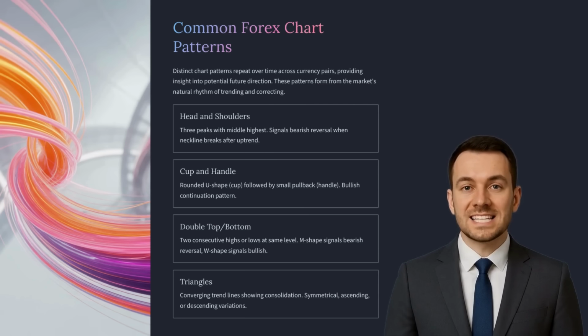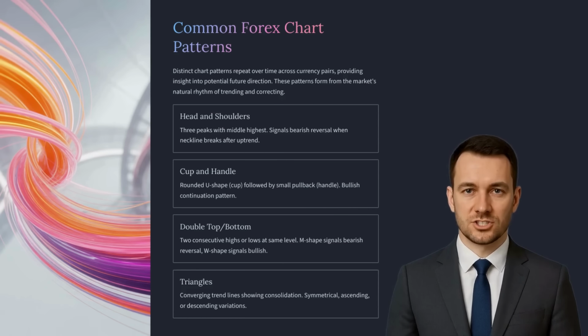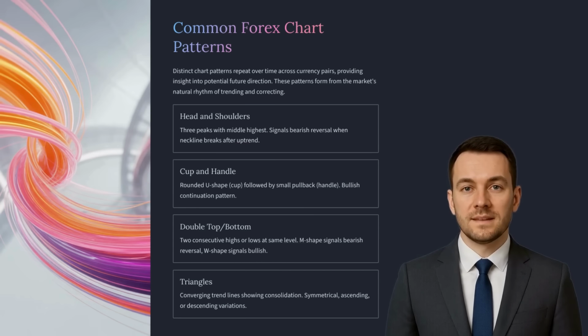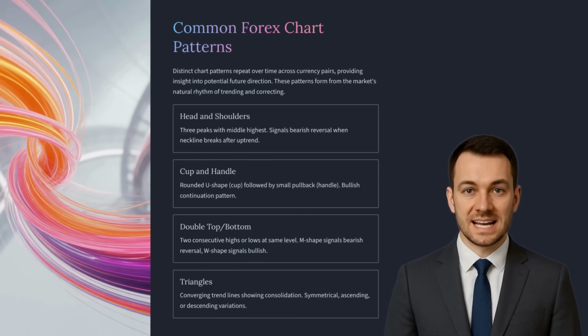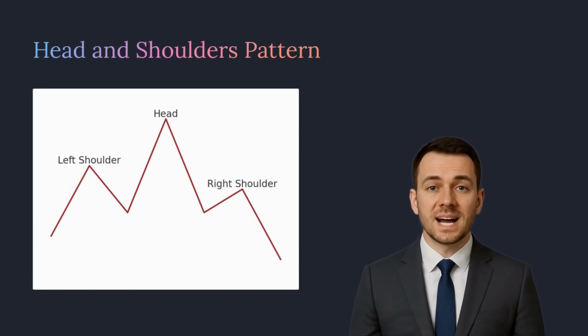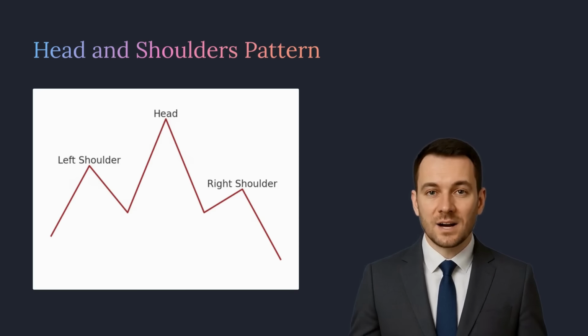Patterns are typically identified on bar or candlestick charts since you need the detail of swing highs and lows. Here are some well-known chart patterns and their typical interpretations. Head and shoulders. This pattern looks, as the name suggests, like a head with two shoulders on either side. It occurs after an uptrend. The left shoulder is a peak, the head is a higher peak, and the right shoulder is a lower peak, roughly in line with the left shoulder.